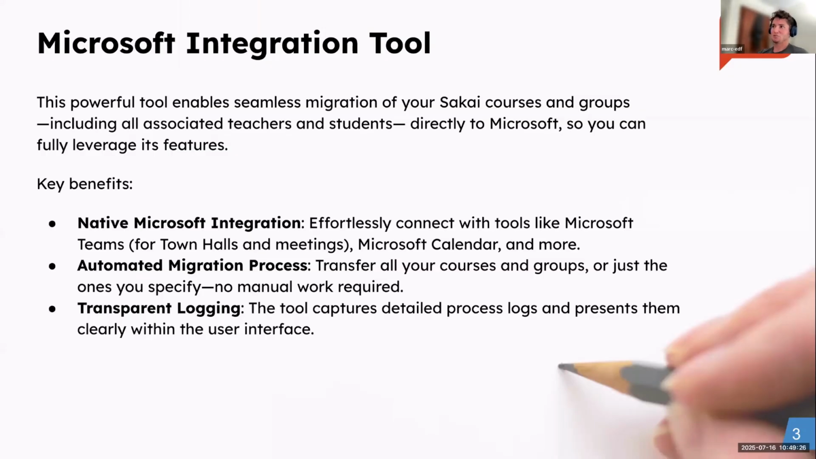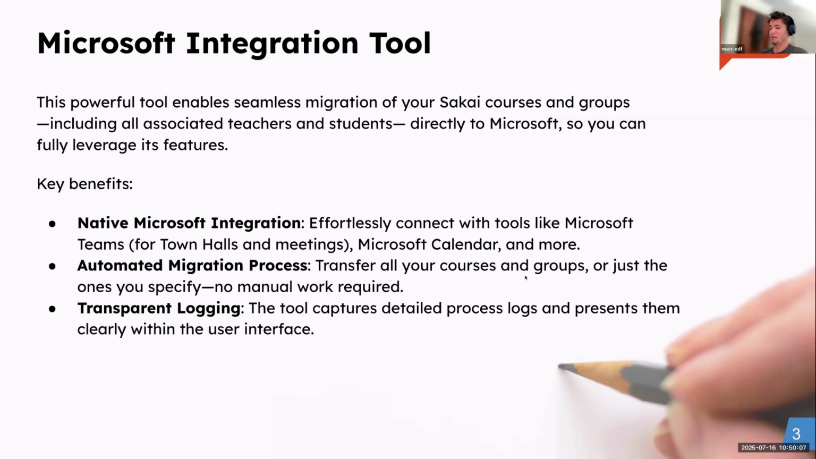The Microsoft integration tool is a feature that allows you to bind and migrate all your courses and your groups from Sakai to Microsoft. This is so useful if you want to use all the ecosystem of Microsoft, for example, the meetings, the calendar, you want to have all of this in both systems. And also in the whole process, we try to register every action that is running in the process of the Microsoft integration tool.